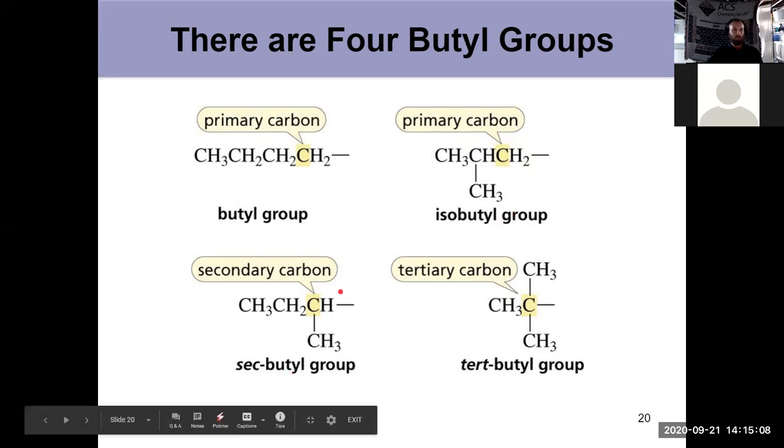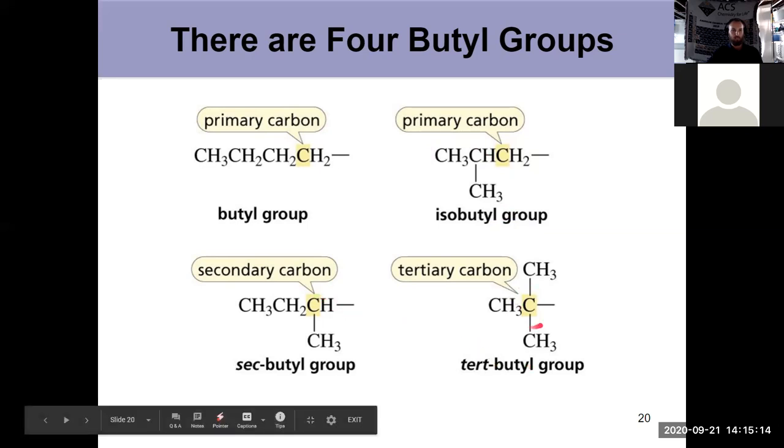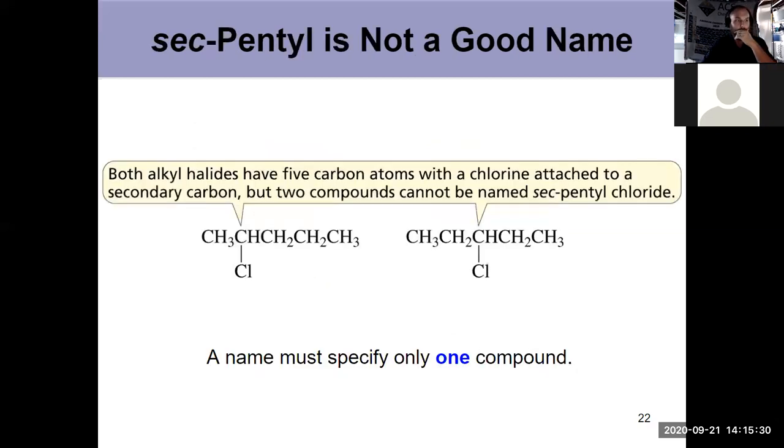Sec-butyl comes from the fact that this is a secondary carbon. Tert-butyl comes from the fact that this is a tertiary carbon that's bonded to the molecule. So you should know those as well, right? Know propyl and isopropyl, butyl, isobutyl, sec-butyl, and tert-butyl. And the reason that we get different names is that they specify different substituents that are bonded to a molecule. But sec-pentyl is a crappy name because sec-pentyl means that my substituent is bonded to a secondary carbon.